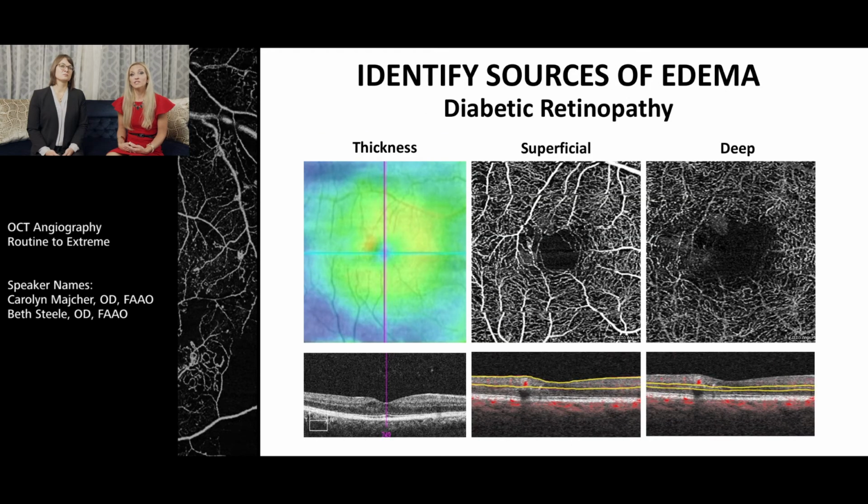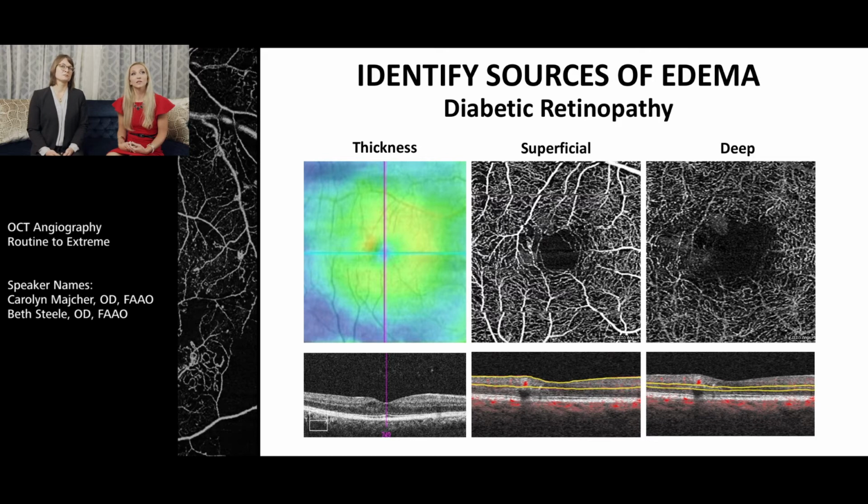Another utility of OCT angiography in highlighting vascular abnormalities is identifying sources of edema. And this may seem counterintuitive. You're saying, well, if we don't see leakage with OCT angiography, how do we know what is leaking, where it's coming from? But there are a lot of inferences that you can make because we have that vascular and structural data in tandem. And so here is a patient with some very subtle diabetic retinopathy.